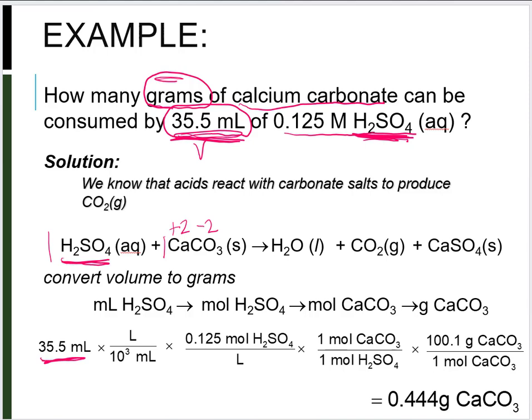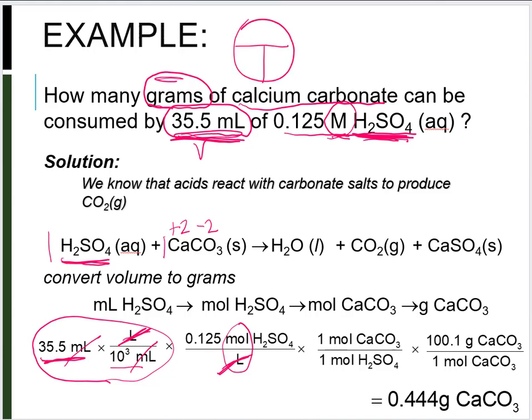35.5 milliliters. Let's get to liters because we know that this molarity is moles per liter. So there's 1,000 milliliters in 1 liter. That gets us to liters. By writing the 0.125 molar, which is moles per liter, that gets rid of my liters. Notice that they're diagonal from each other. So just by doing that, multiplying my volume of acid times molarity of acid gets me moles of acid.